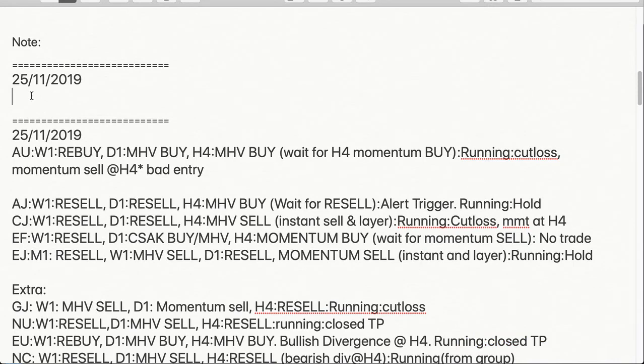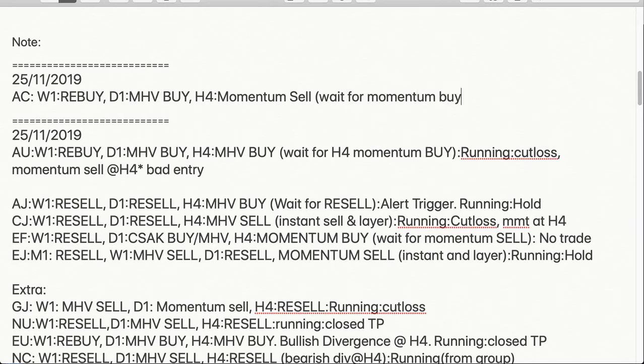So let's recap. For this week, what we're gonna have, first is AUD CAD. So weekly is re-entry buy. D1 is MHV buy. H4 is momentum sell. So the action is wait for momentum buy.